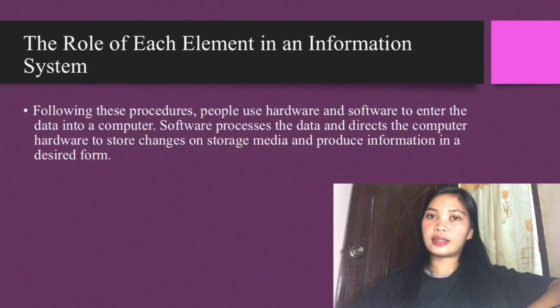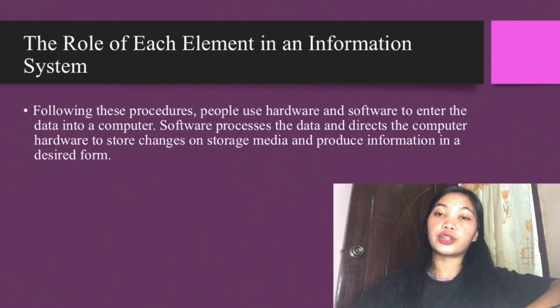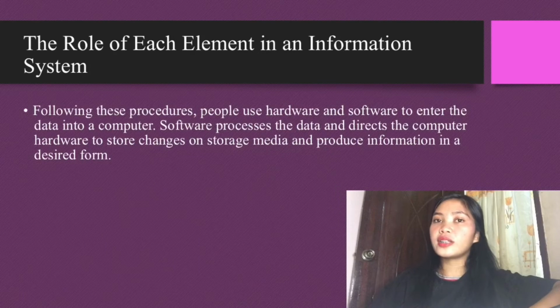So an information system combines hardware, software, data, people, and procedures to produce timely and useful information. People in an information technology or IT department develop procedures for processing data. Following these procedures, people use hardware and software to enter the data into a computer. Software processes the data and directs the computer hardware to store changes in storage media and produce information in a desired form.